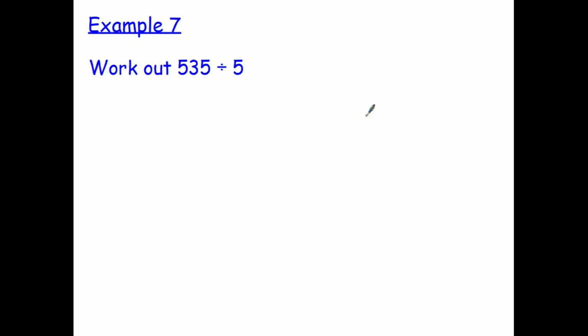Example 7. Oh dear. Let's draw my bus stop. 5 goes on the outside. 535 on the inside. Now watch carefully with this one. My first question to myself is how many 5's in 5? Well, that is just 1.